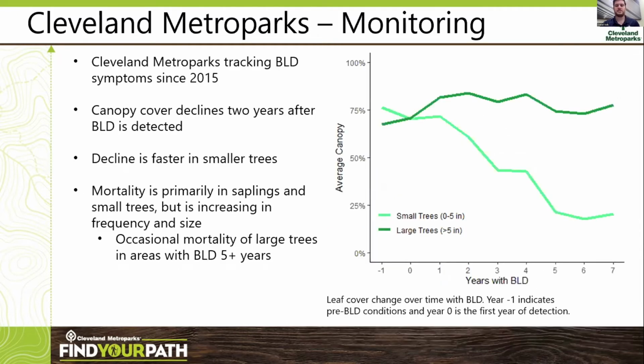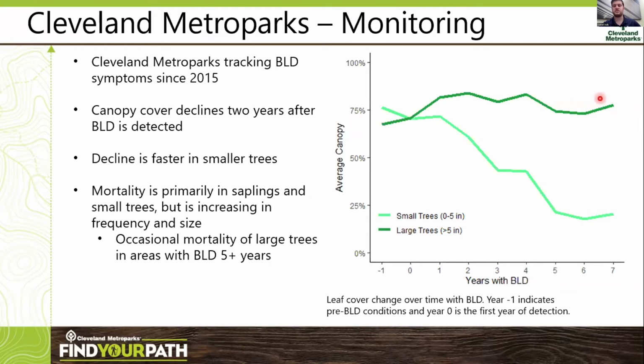And so what we did is split out these trees for analysis and visuals here, with small trees being in the light green and large trees over 5 inches in the dark green. You can see that the small trees start to decline within just a few years, year 0 being that first year of detection. This is overall average canopy, and you can see the small trees are declining pretty rapidly. Now we're just in year 6 and 7, we're below 25% canopy coverage.